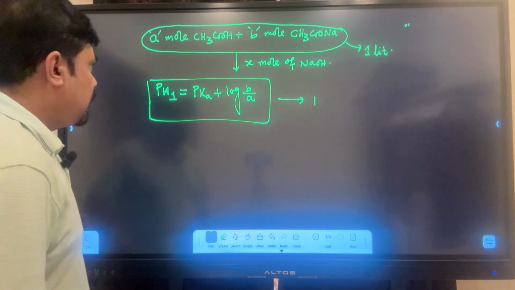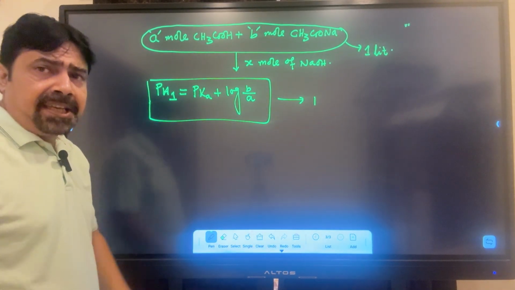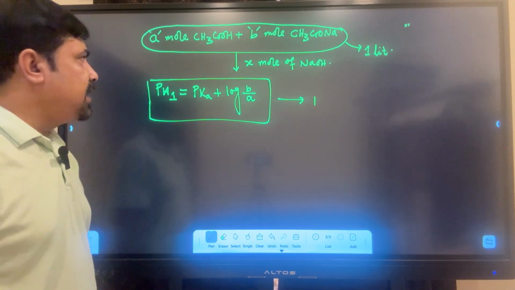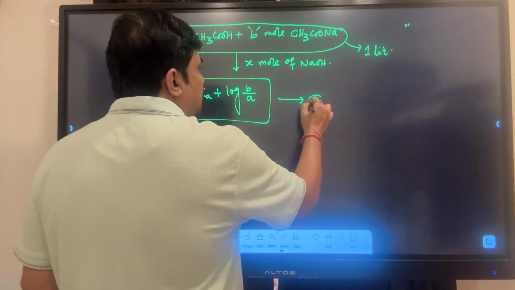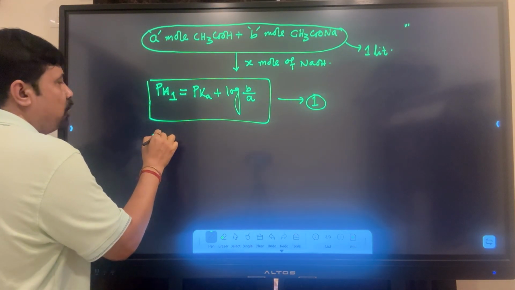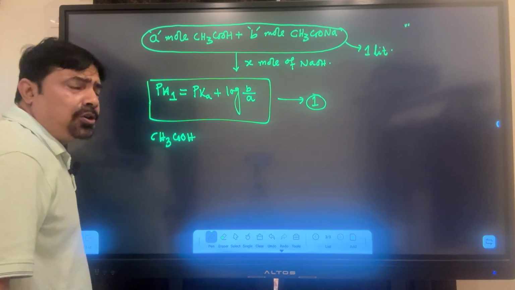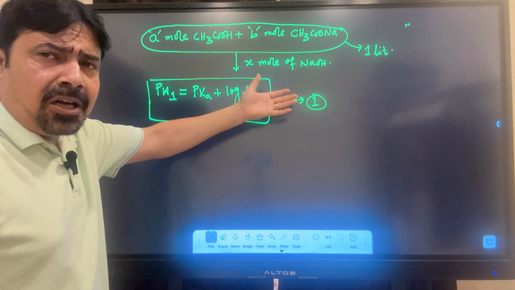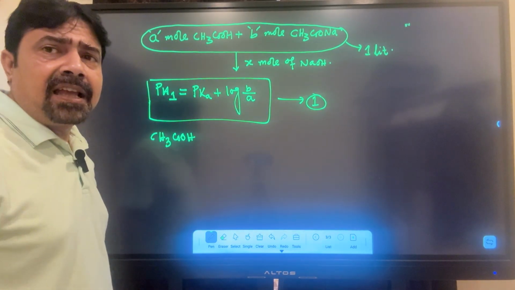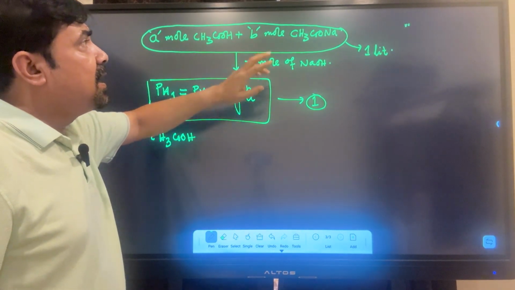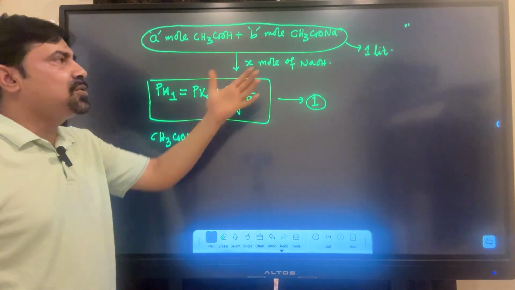Yes or no? Now when I am adding x mole of NaOH to that solution, what are the things going to change? Who will react? The salt will not react with the base. The base will react with what? Acid. The salt will not react with the base, but the base will react with the acid. Now here acetic acid reacts with NaOH.